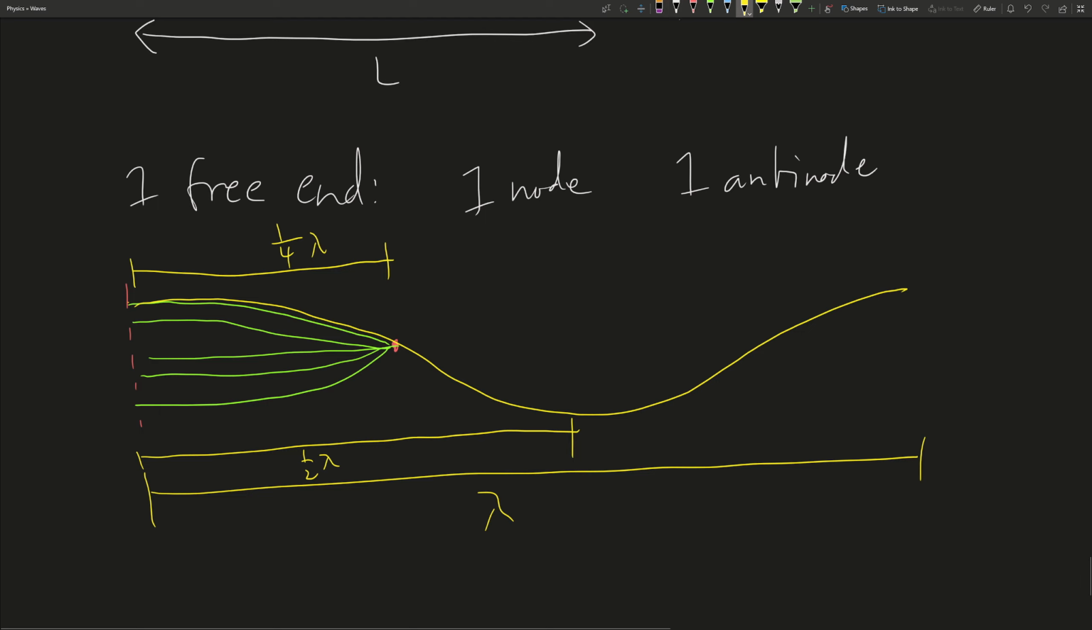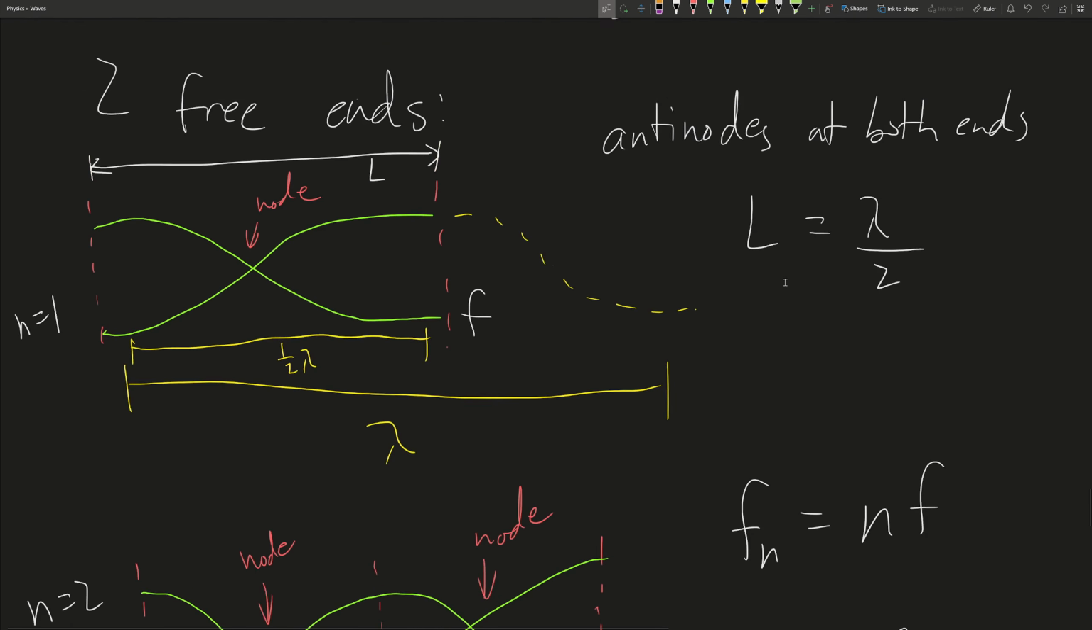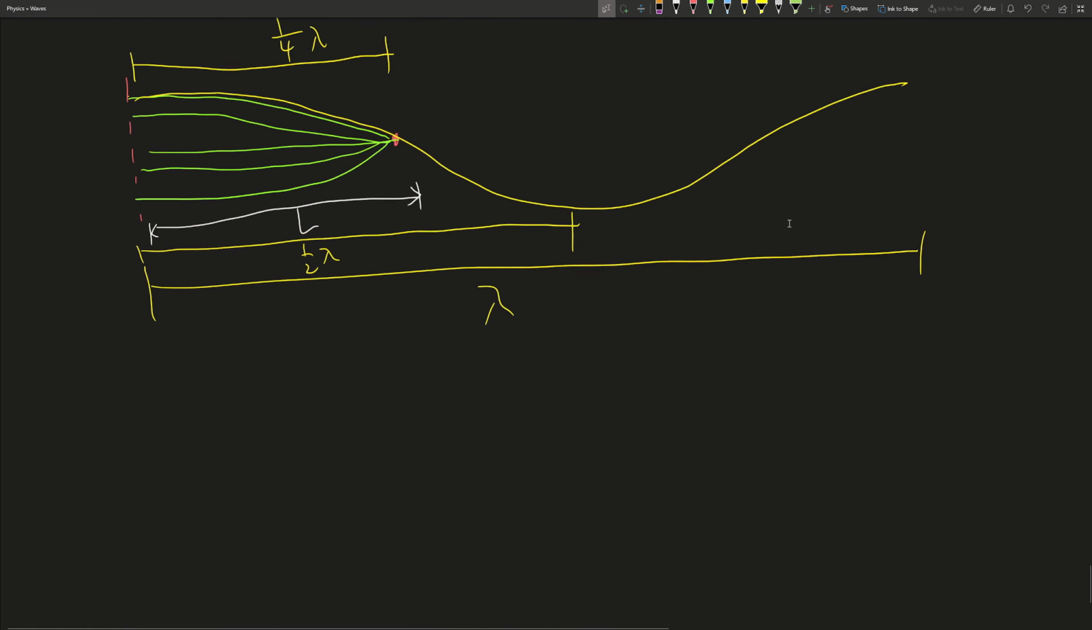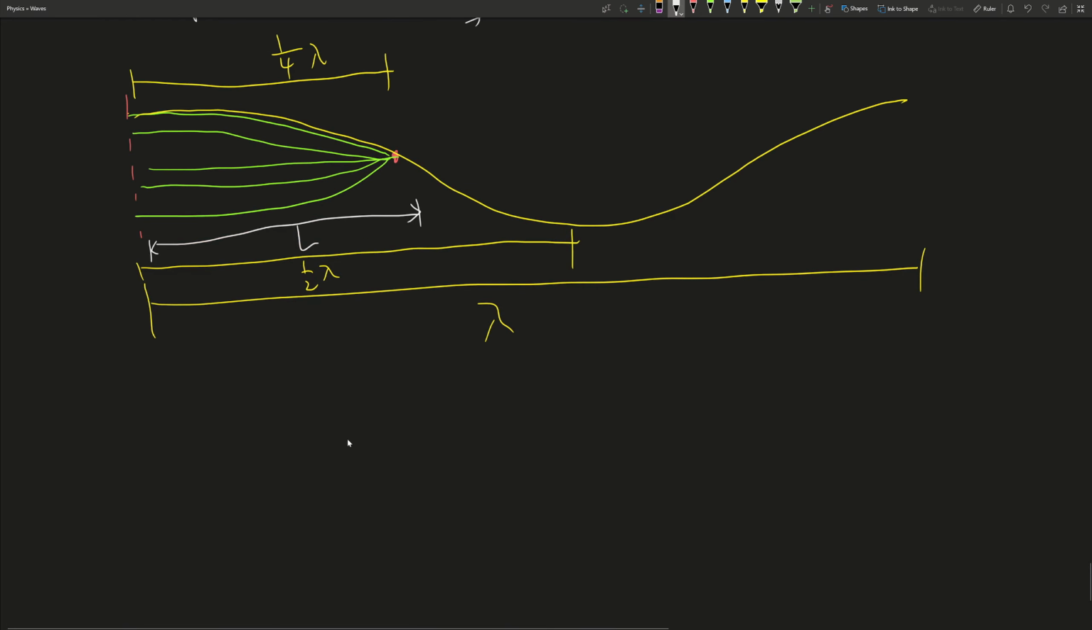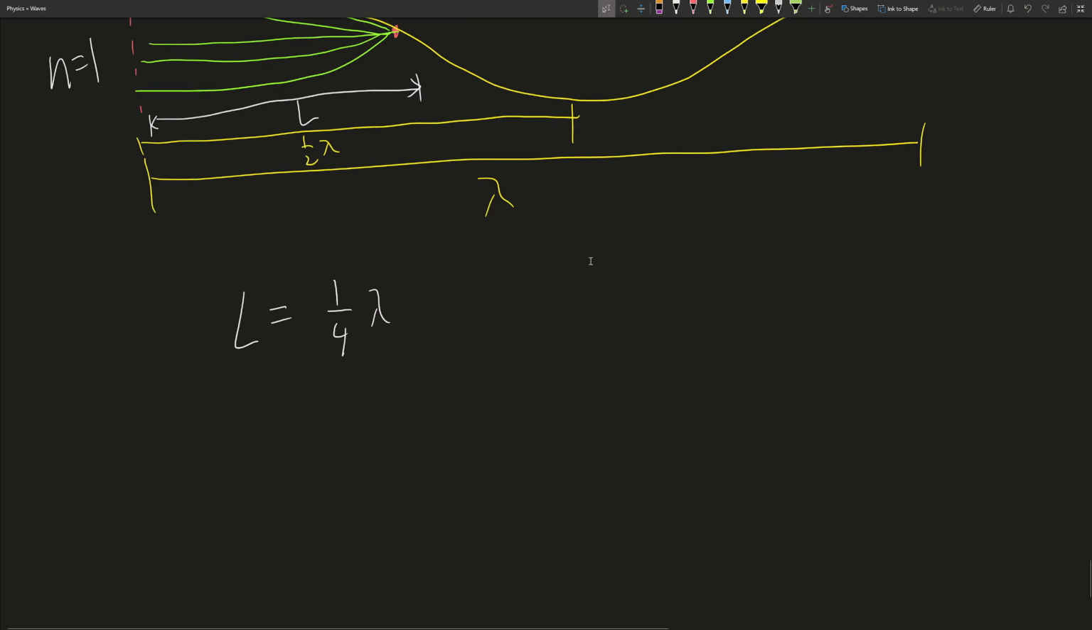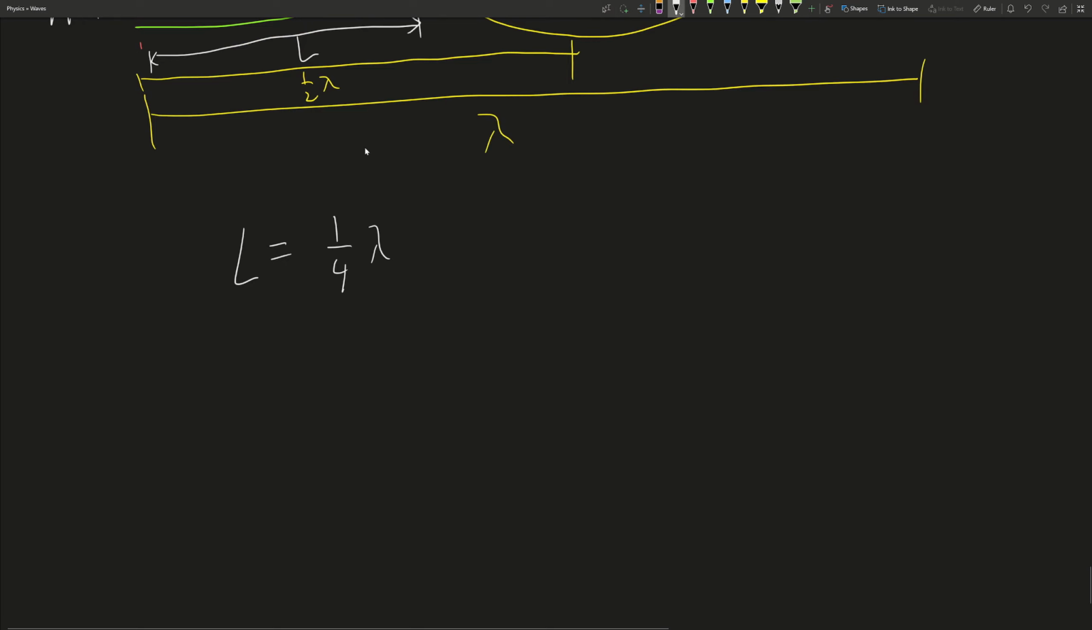And so if we label this distance L, which is the distance between the two ends, we see that up here we have L is equal to wavelength divided by 2. But here, with one end free and one end fixed, L is equal to 1/4 of this base wavelength. And now, here's another thing. So this here is the n equals 1 harmonic. What happens if we try to do an n equals 2 harmonic?